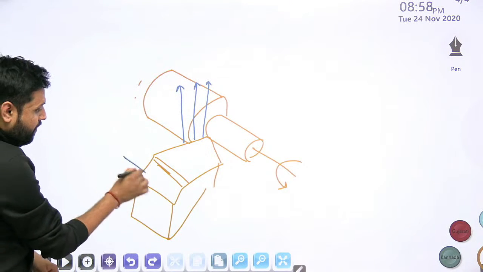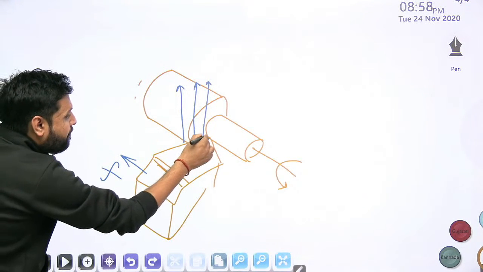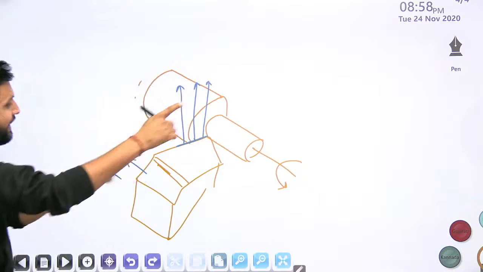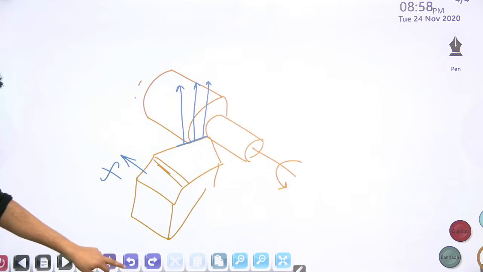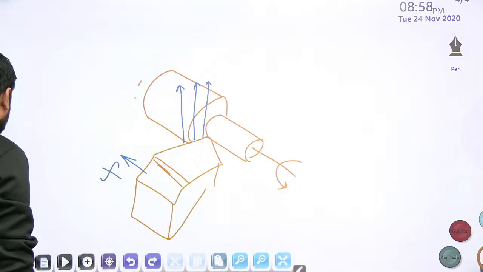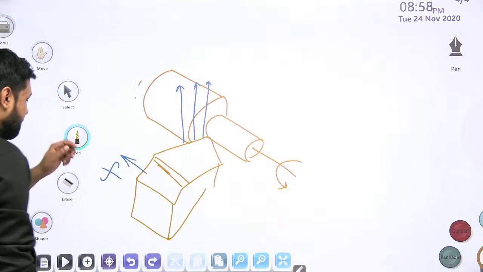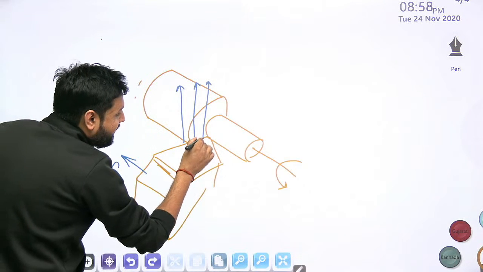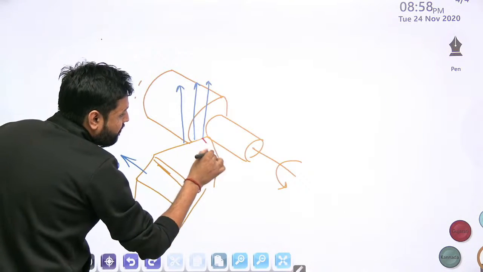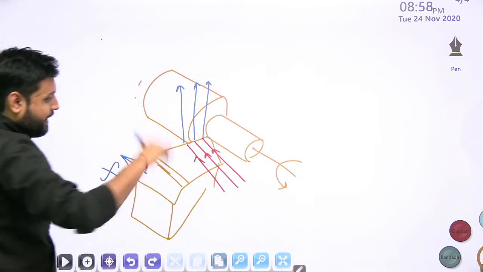And then you are giving the feed to the tool. There is a contact between the cutting tool and workpiece right here. So if contact is there, my dear, there must be a contact force. And that contact force must be perpendicular to the contact zone. And if it is perpendicular to the contact zone, this force will act like this.